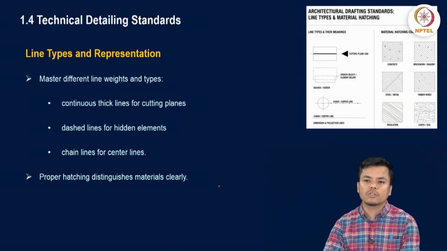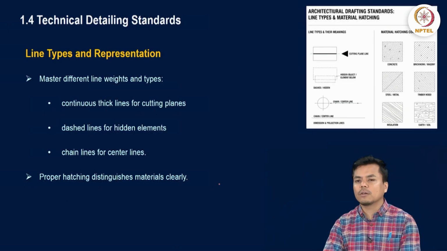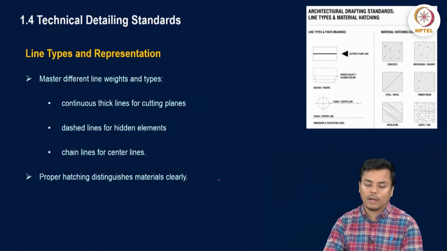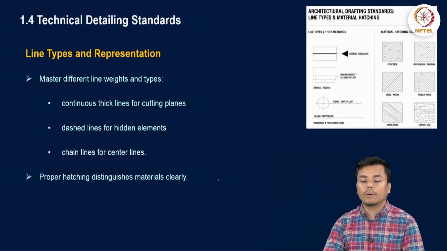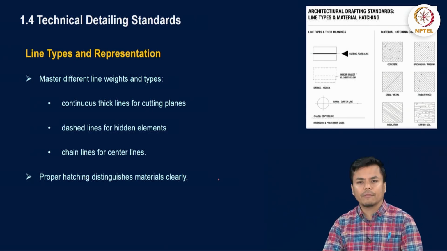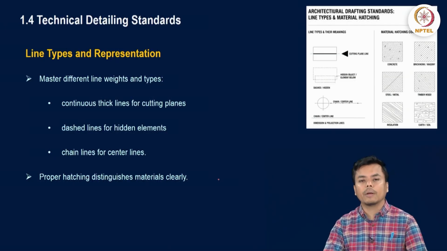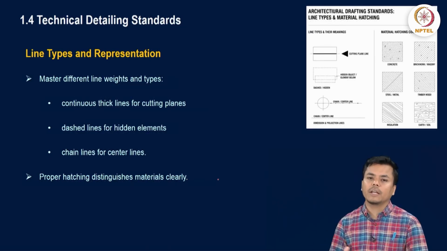Then proper hatching distinguishes materials very clearly, because by this stage you are clear with the different hatching that is used for different types of building elements. Building materials like brick have a different hatching pattern compared with stonework or with the glass that is used. So that is how your line weight and hatching generally speak a lot about the material that is used, and then you can just mention the dimension of the material.